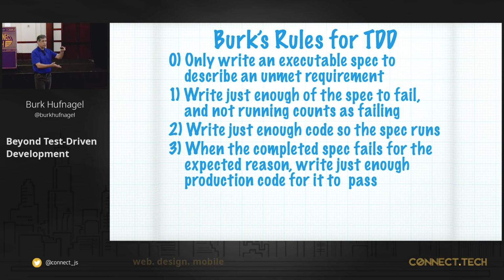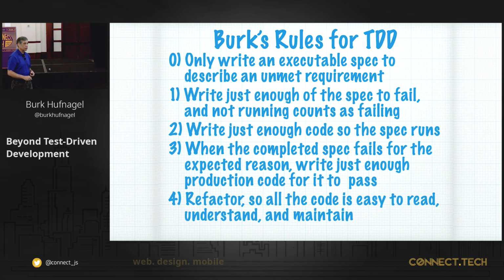And then this is another key. When the spec is complete, and it's failing for the expected reason. As you're writing the code, it's going to fail for lots of crazy things. The method doesn't exist, or it's not returning what you want. But you get to the point where your test is actually failing for the reason you expect it to fail: the system doesn't behave this way yet. Now you write the code to make that work. And then the last part is refactor. Make sure it's all easy to read and easy to understand.